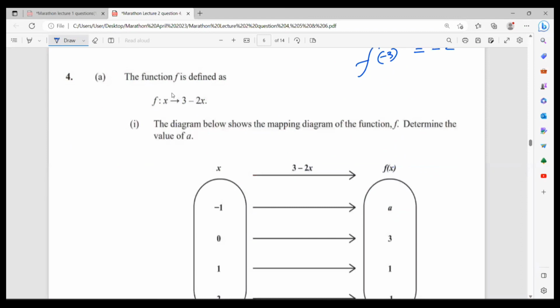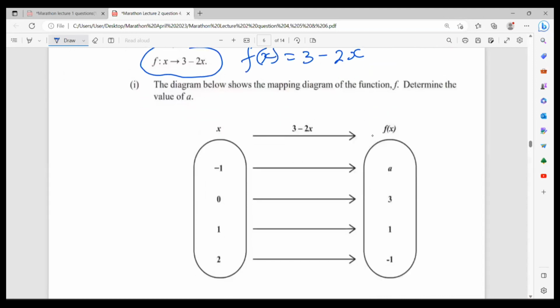It says the function f is defined as, and guys, this is the same reading, so don't watch the fancy layout. It is still saying f of x is equal to 3 minus 2x. It is the same thing here. So don't let the fancy thing trick you. That's just another notation. Now it says the diagram below shows the mapping diagram of the f function, determining the value of a.